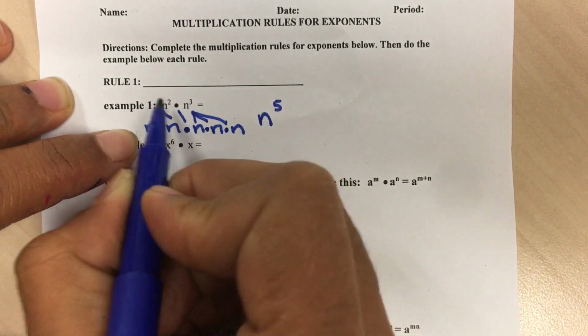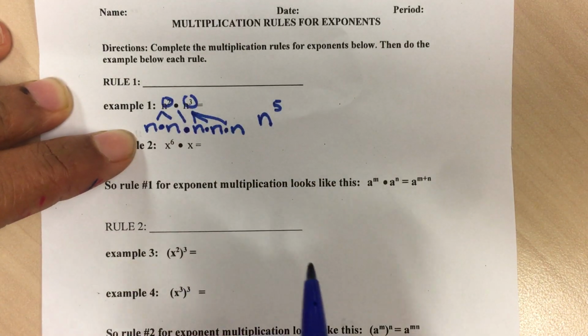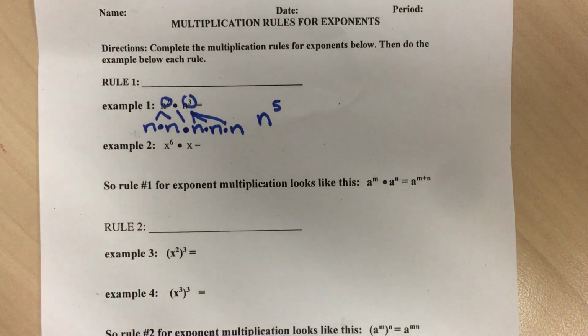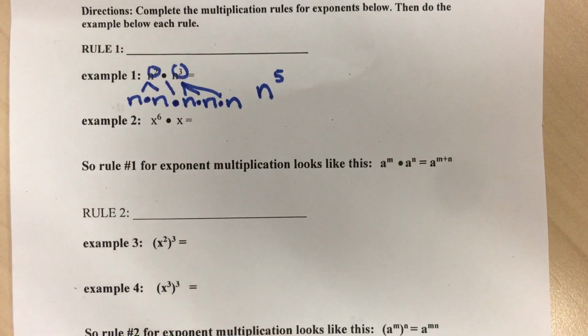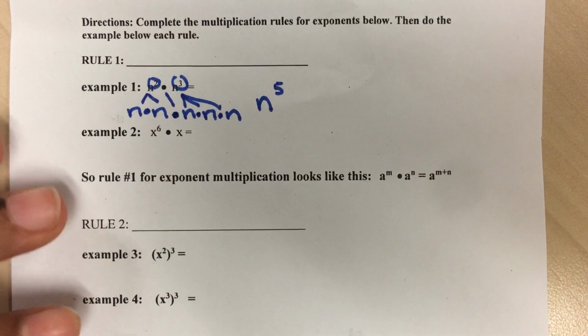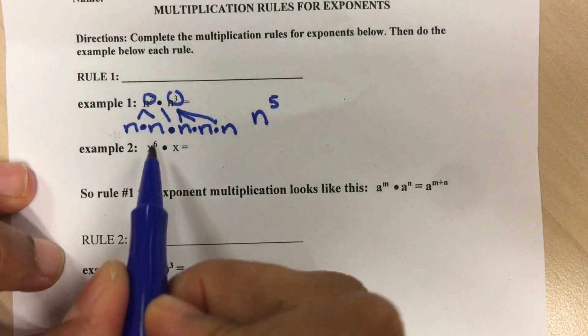So what could we have done with this 2 and this 3 to get us here? Exactly. So that's why we're going to call it what? The addition rule. That's what I'm going to call it. It's my nickname for what this is. Okay, let's try another one.